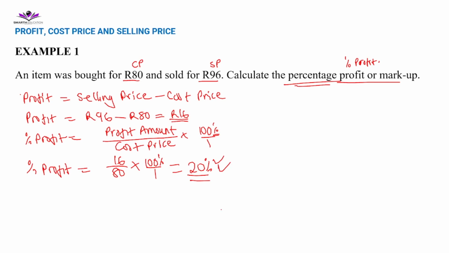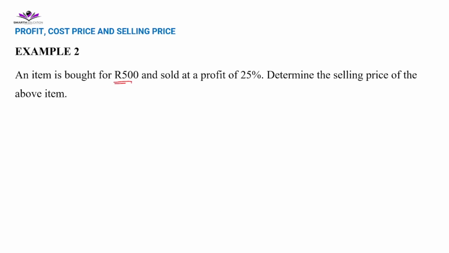Let's check example 2. An item is bought for 500 rands and sold at a profit of 25%. Determine the selling price of the above item. So I'm going to show you two methods. The most common one is to find 25% of 500 rands, and then we add that to the 500 rand. Okay, so let me show you the first method. So you can say, what is 25%? 25% is 25 over 100 of 500 rands, right? And then it's equal to 125 rands. So this is the profit amount.